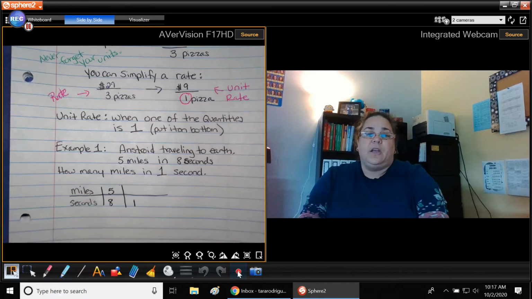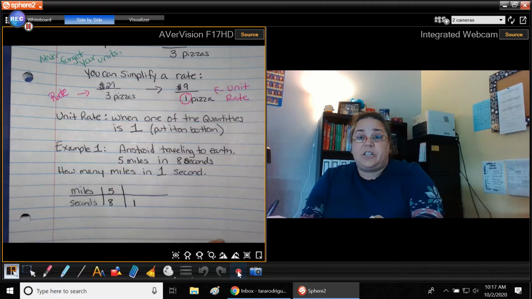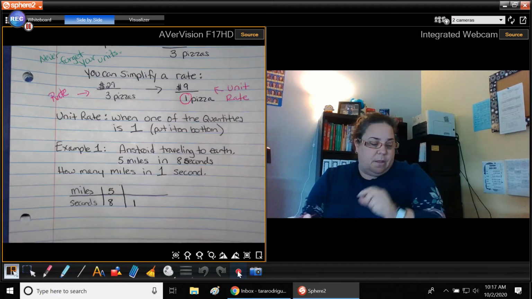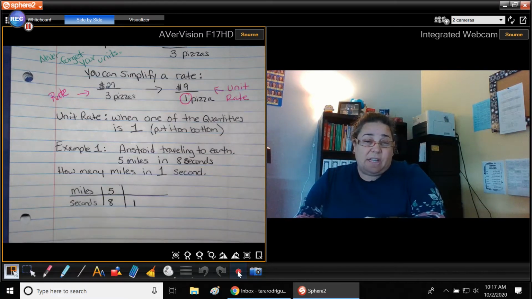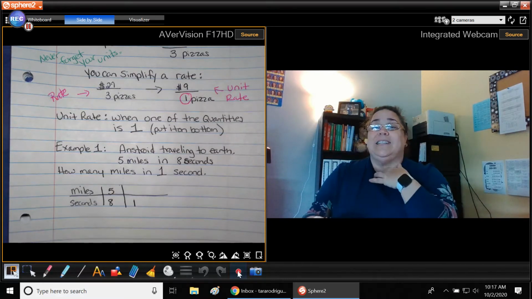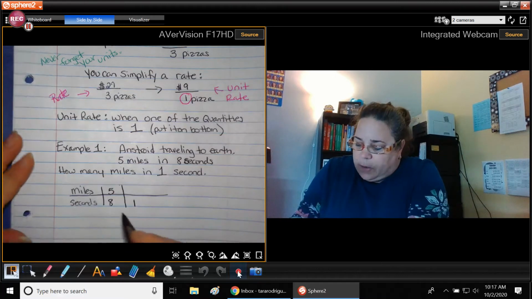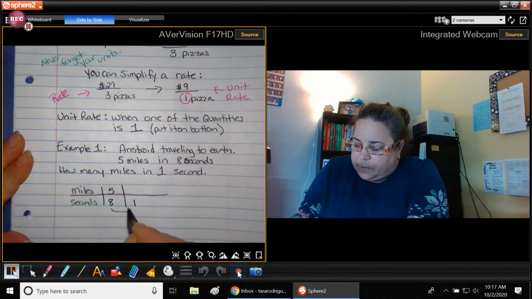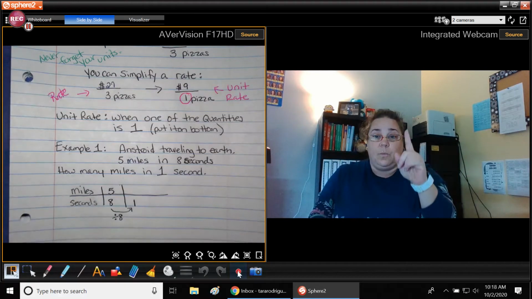Okay, so this is a ratio table, isn't it? What I need to figure out is how do I get from 8 to 1, right? Because I'm going down from 8 to 1, I divide. So if I'm going down from 8 to 1, 8 divided by 8 gives me 1.